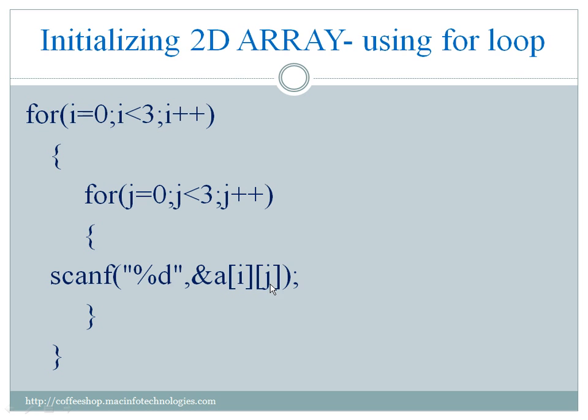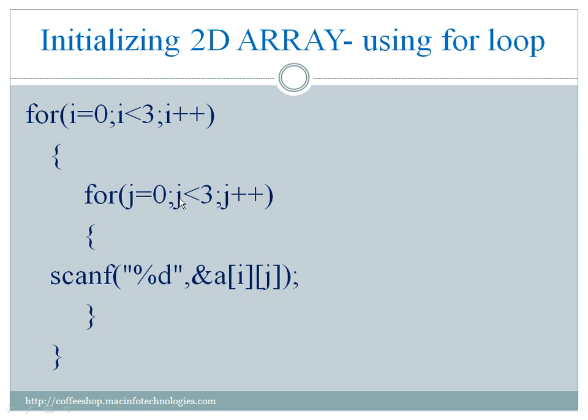So a of 1, 2, the value is taken for the location a of 1, 2, and then j increments to 3. 3 less than 3 is false. Again it comes out of the inner loop and goes to the outer loop. i increments to 2. So 2 less than 3 is true.